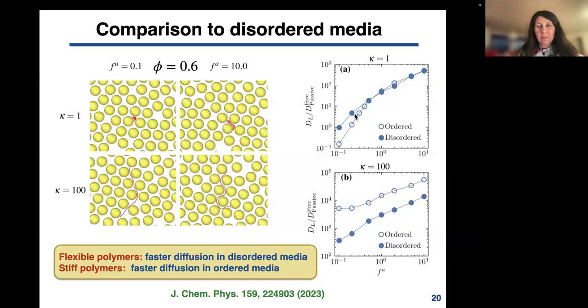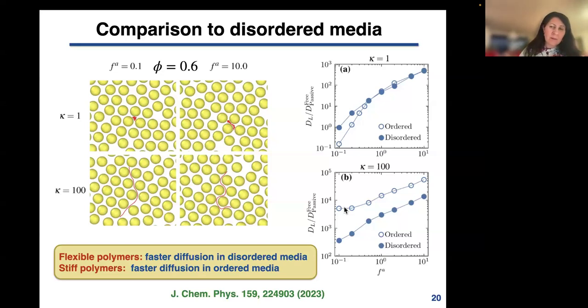And if you compare the flexible polymers, the long time diffusion in ordered and disordered media, what we find is that actually disorder helps the polymer to diffuse a bit faster at low activities. Again, at high activities, they recover the free space behavior, so it's not so interesting. But what is interesting is that at low activity levels, we have a faster diffusion of center of mass compared to the ordered one. For the stiff polymer, it's the other way around. We can see that the disorder has a substantially slower diffusion compared to the ordered array.